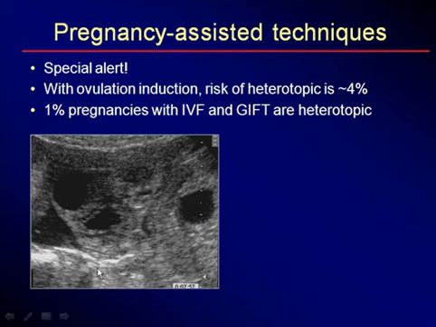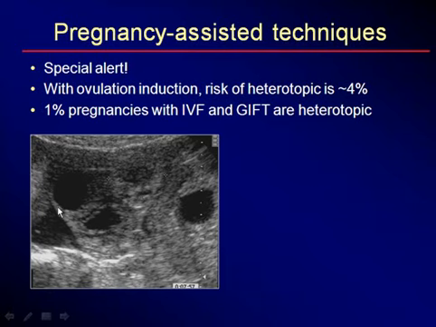As far as knowing history, when we have a situation of pregnancy, it's very important to know, have there been any pregnancy-assisted techniques, because this puts us on a special alert because of the possibility of heterotopic pregnancies. In patients who have undergone ovulation induction, the risk of heterotopic pregnancy is about 4%. And 1% of pregnancies with IVF and GIFT procedures end up to be heterotopic. So we don't just look at the intrauterine pregnancy, we look outside in the adnexal regions.